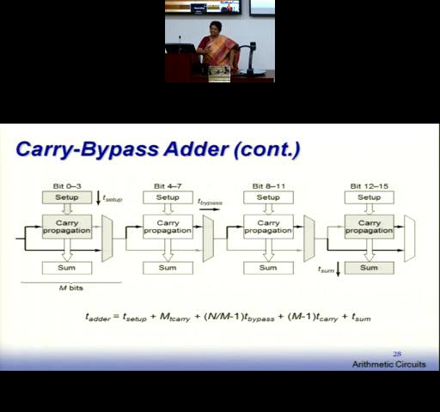So M times T carry, assuming all carry operations take the same delay. After that, how many bypass will be there? This one and this one and this one. Okay? 3 bypass will be there. What is N? N is 16, M is 4. So N by M is 4. 4 minus 1, 3. 3 times T bypass.